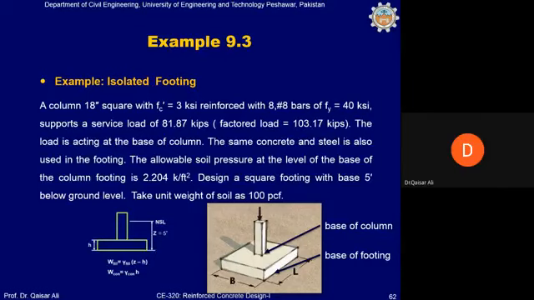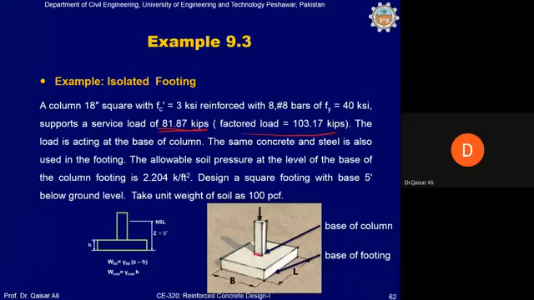The fc' of 3 ksi, which is the column concrete strength, will not be used. The 8 bars in the column will not be used. fy equal to 40 ksi, again, will not be used. The things which will be used are the service load on the column, which is 81.87 kip, and the factored load of 103.17 kip. The load is acting at the base of the column, which means at this level.